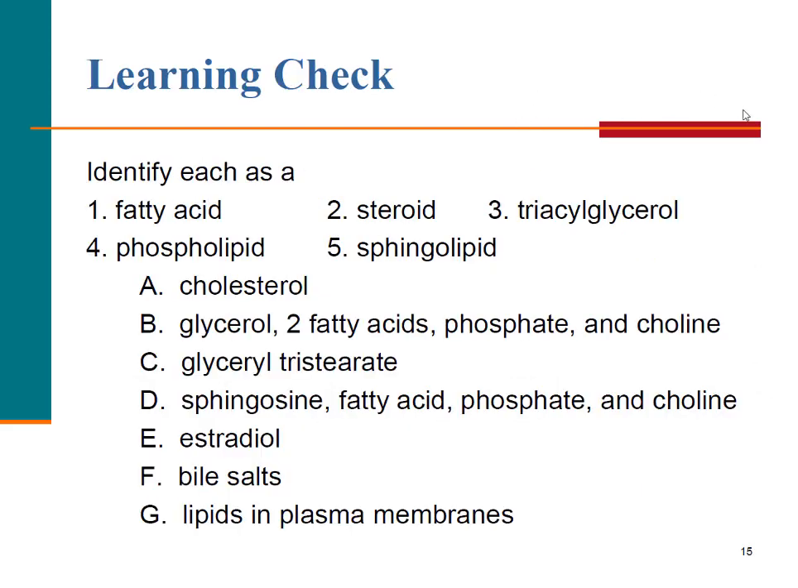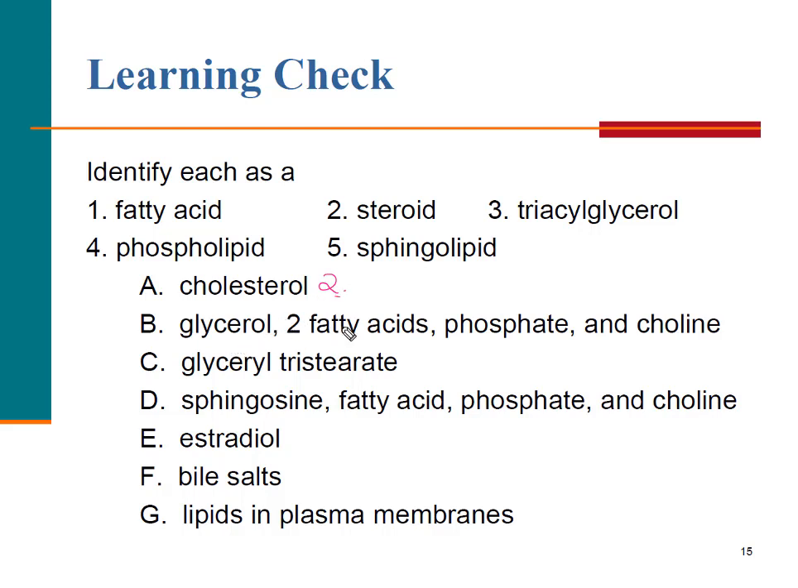Quick learning check here, if you want to pause it and test yourself, see how much you remember from all this. Identify each of these as 1 through 4. Fatty acid, whatnot. Okay. Cholesterol. Cholesterol is a steroid. It's the most abundant steroid, although it's not really a steroid in the sense that it's not a hormone, but it's the most abundant steroid in the body.